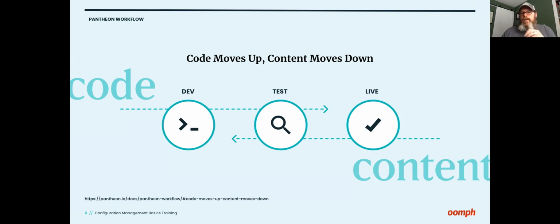So, and just to clarify, code is source files, Drupal core, modules, configuration. Content is items in your database, and files uploaded through Drupal. So your media assets, as we talked about.